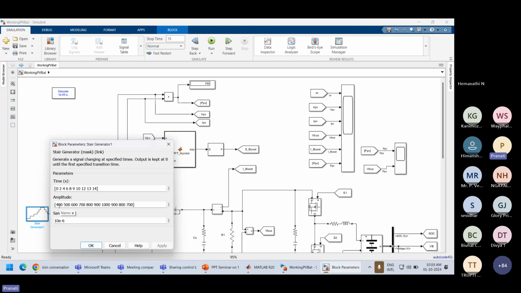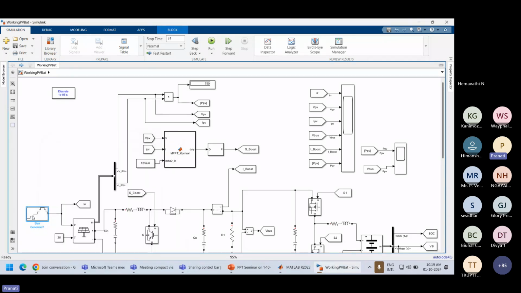Depending on that, irradiance value is also changing: 400, 500, 600. It goes to maximum of 1000. Then once again, irradiance decreases: 900, 800, 700. Sample time is as mentioned in the power GUI. So when this step value of change in irradiance occurs, how does our controller accurately follow the change in irradiance for the battery charging and discharging? We can see.